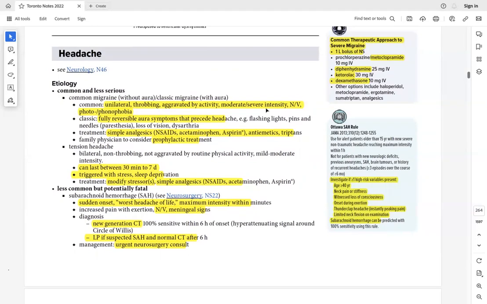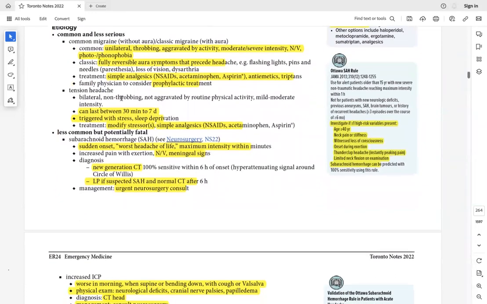Otherwise, if the patient comes to the family physician with pain, then we have to start them on prophylactic treatment like NSAIDs, counsel them, and start them on TCAs. That is the prophylactic treatment. Unilateral throbbing aggravated by activity, moderate to severe intensity, nausea, vomiting, photophobia, phonophobia. Okay, what will be the neurological symptoms? They can be paresthesia of any part of the body, numbness that can last for days, and then after some time it will get better. So those are the neurological symptoms.